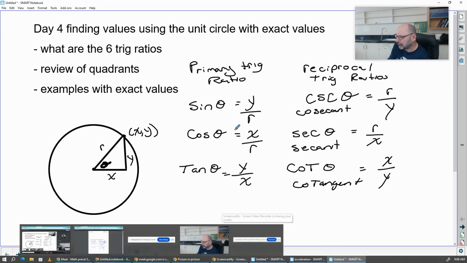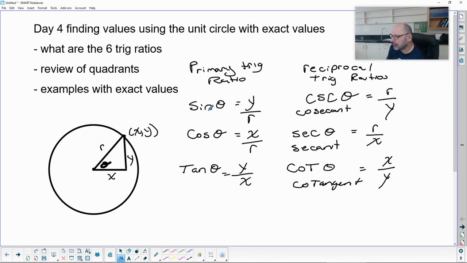Now you'll notice that there's one that doesn't have a co in it and the reciprocal has co. So sine and cosecant, cosine and secant, tangent and cotangent. That's how they're paired up. You don't have to memorize those. You can look them up on a formula sheet for exams or hand-ins or anything like that. And those are our basic ratios.